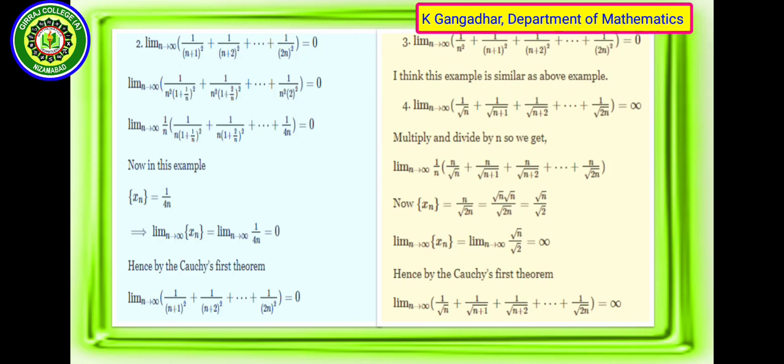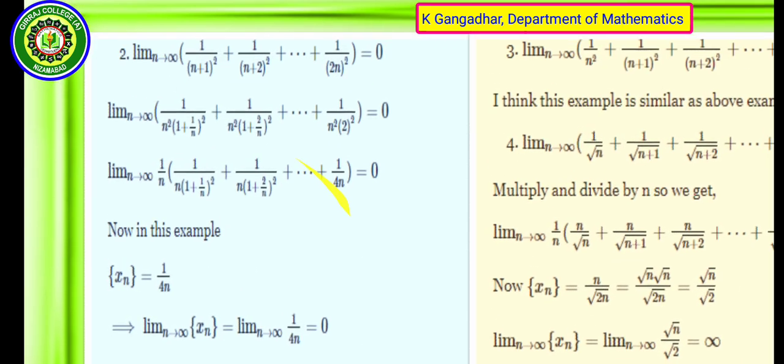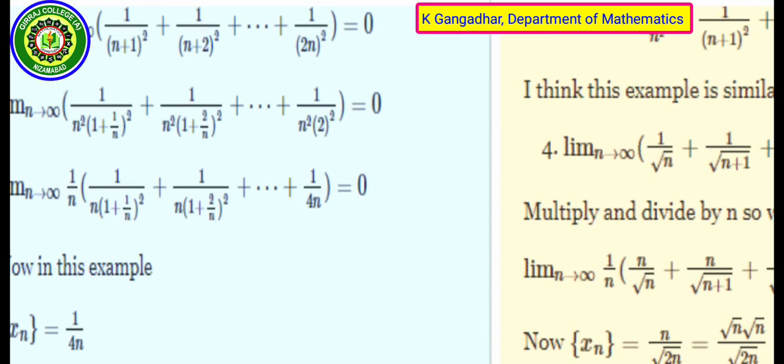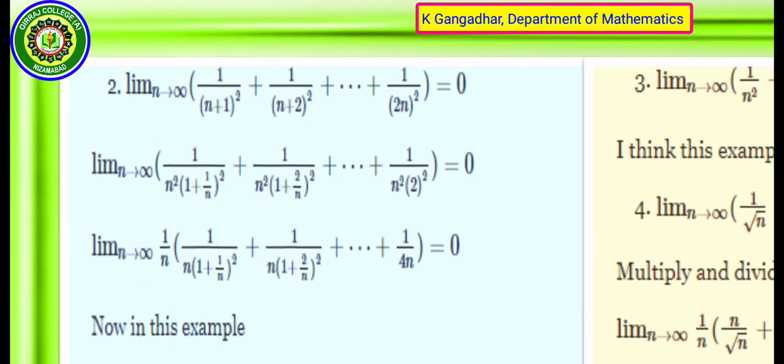So now one more problem. Limit n tends to infinity of 1 by n plus 1 whole square plus 1 by n plus 2 whole square so on plus 1 by 2n whole square. Here we apply Cauchy's first theorem on limits. The theorem statement is of the form a1 plus a2 plus so on plus an by n. Here a1 plus a2 plus so on plus an is there, but in the denominator n is not there. So we divide and multiply with n.